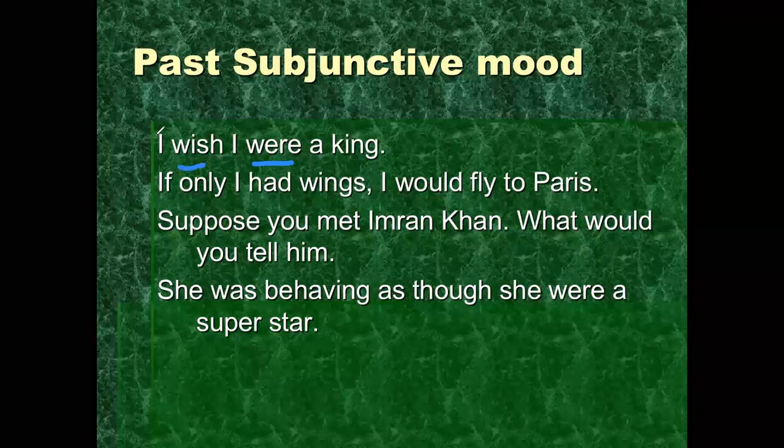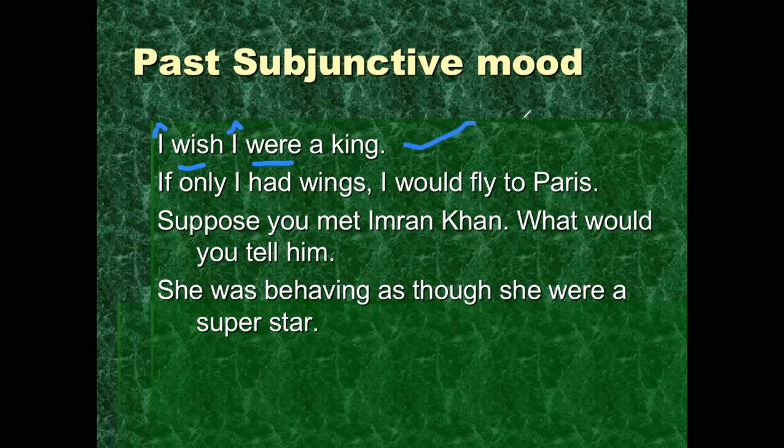A verb, a subject, a subject. So that means this sentence is comprised of two clauses. Now here, when we talk about the meaning of this sentence, we can say that this is something which is not possible. I wish I were a king. I cannot be, and I am not. But this is something I would like to imagine, right?